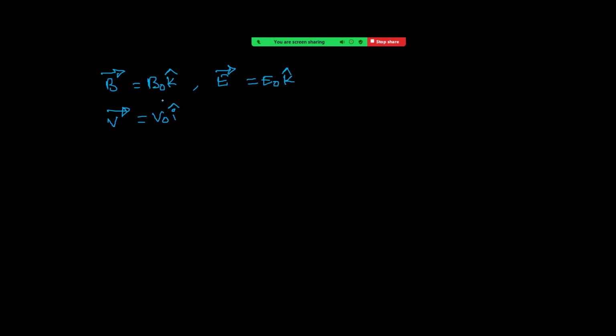The direction of force will be, see, cross check here, F bar equal to Q into V bar cross B bar. V naught I cap cross V naught K cap. So it is Q V naught B naught I cap cross K cap. It is minus J cap, right? That means, see what happens.